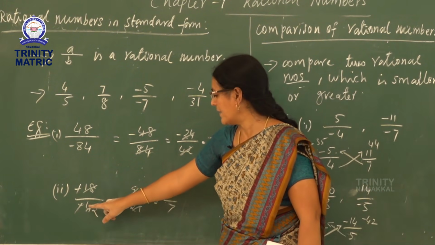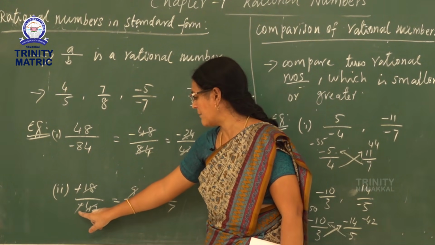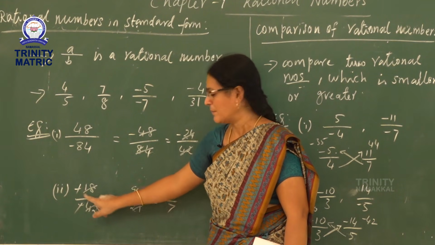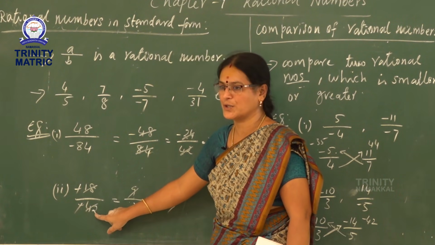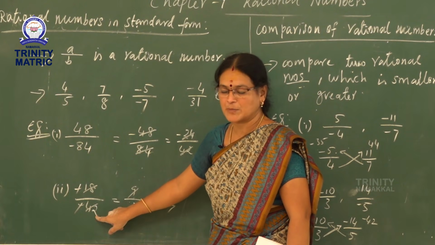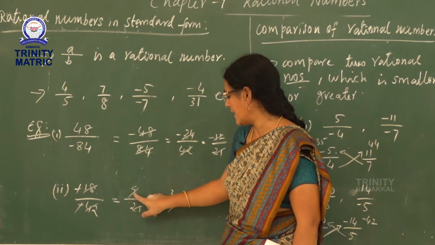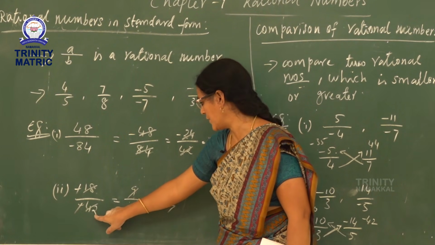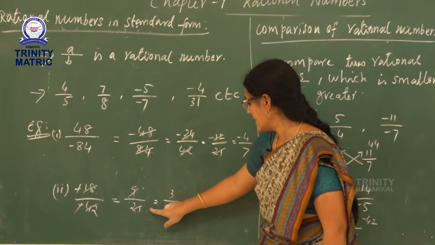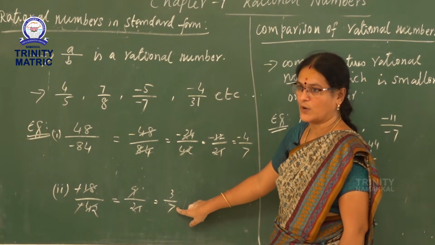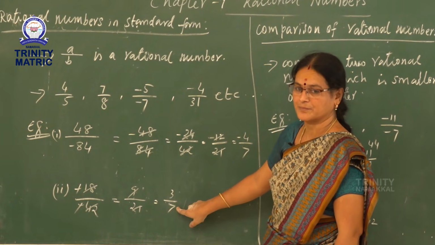Now next example, minus 18 divided by minus 42. The two minus signs get cancelled. Only 18 divided by 42 remains. The numerator and denominator are divisible by 2: 9 2s are 18, 21 2s are 42. Now it is divisible by 3: 3 3s are 9, 7 3s are 21. It is the standard form.